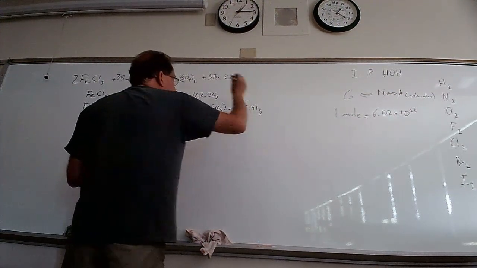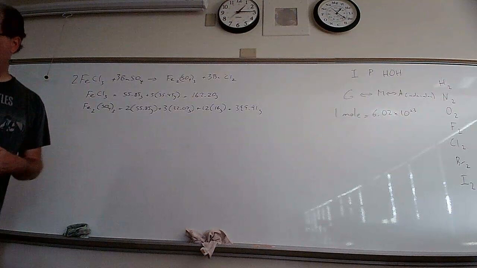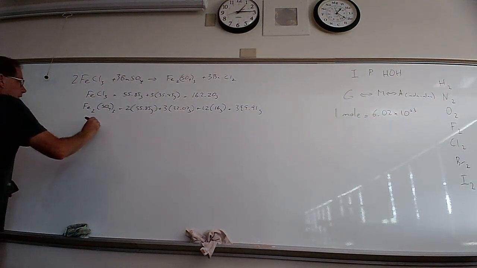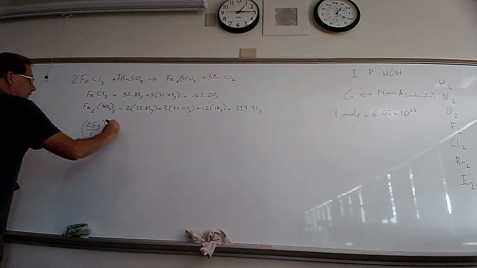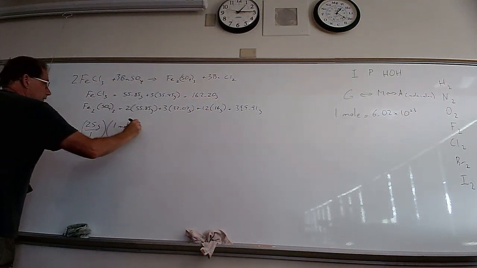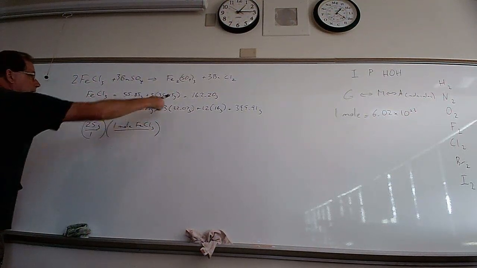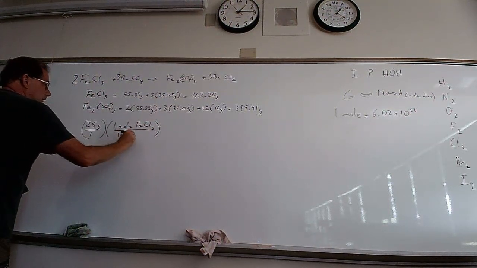399.91. Or I could be wrong twice. You never know. All right, so it's 25 grams of FeCl3. So 25 grams over 1. All right, then I'm going to write down 1 mole FeCl3. Underneath that, I'm going to write down 162.20 grams.